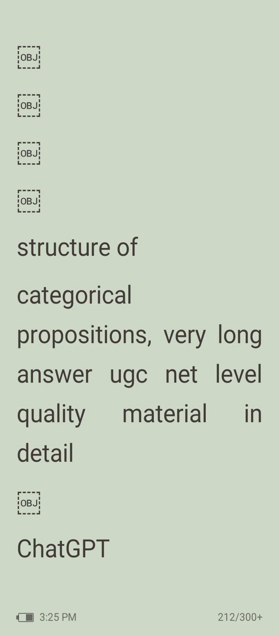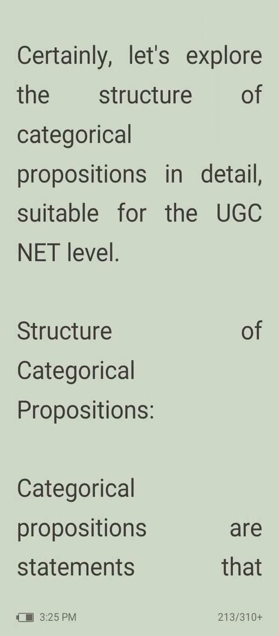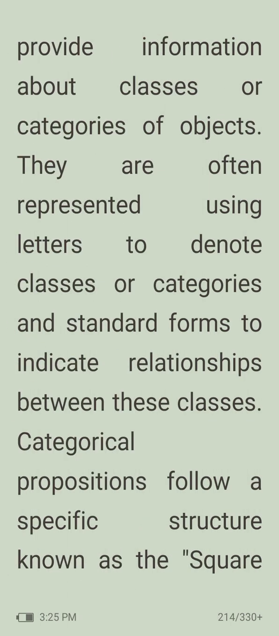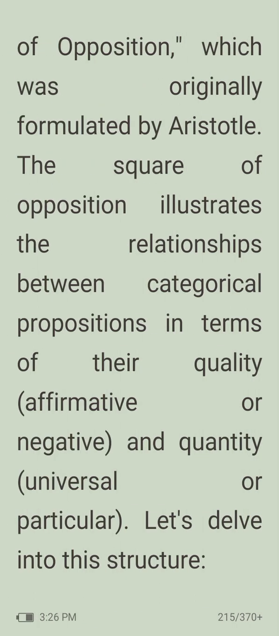Next is about the structure of categorical propositions. Categorical propositions are statements that provide information about sets or classes or categories of objects. They are often represented using letters to denote classes or categories, and standard forms to indicate relationships between these classes. Categorical propositions follow a specific structure known as the square of opposition, which was originally formulated by Aristotle.